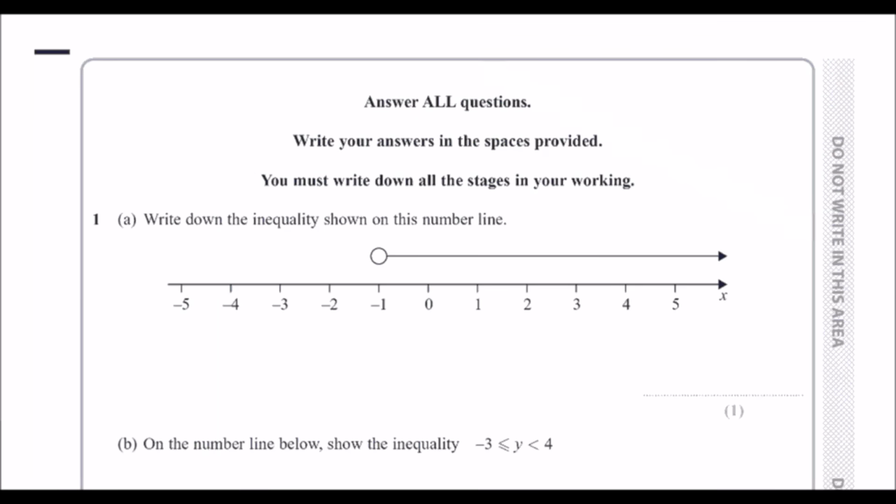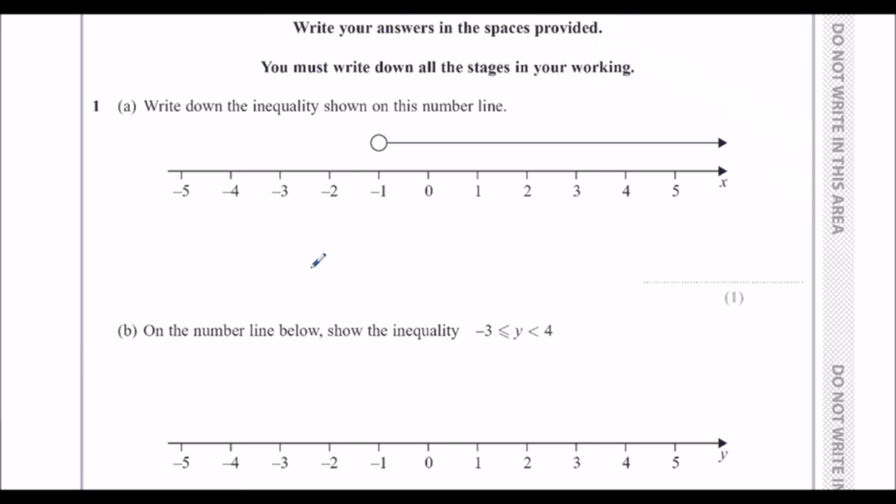This is a walkthrough of the Edexcel November 2021 Paper 2 Higher Tier exam paper. Let's get started. Question 1. Write down the inequality shown on this number line.